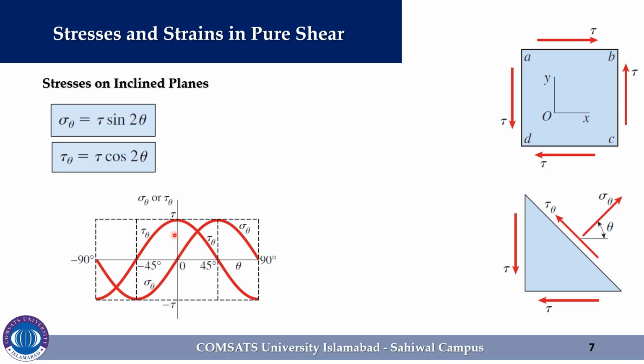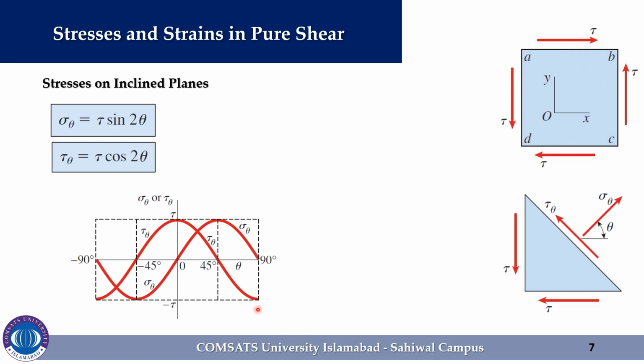This latter result is expected because the shear stress tau acts counterclockwise against the element and therefore produces a positive shear stress tau theta. However, for the top face of the element, the angle is 90 degree. We obtain a value of 0 for normal stress and a value of minus tau for the shear stress. The minus sign for tau theta means that it acts clockwise against the element, that is to the right on the face AB, which is consistent with the direction of the shear stress tau.